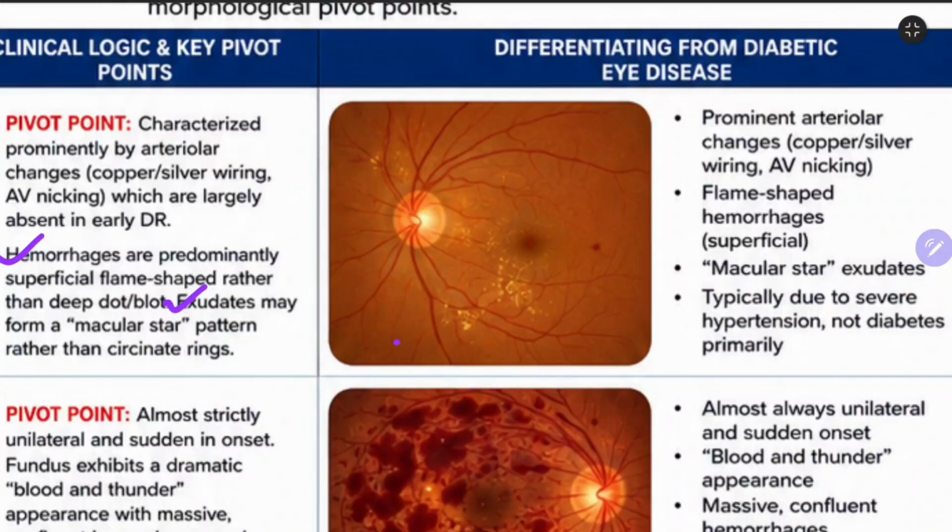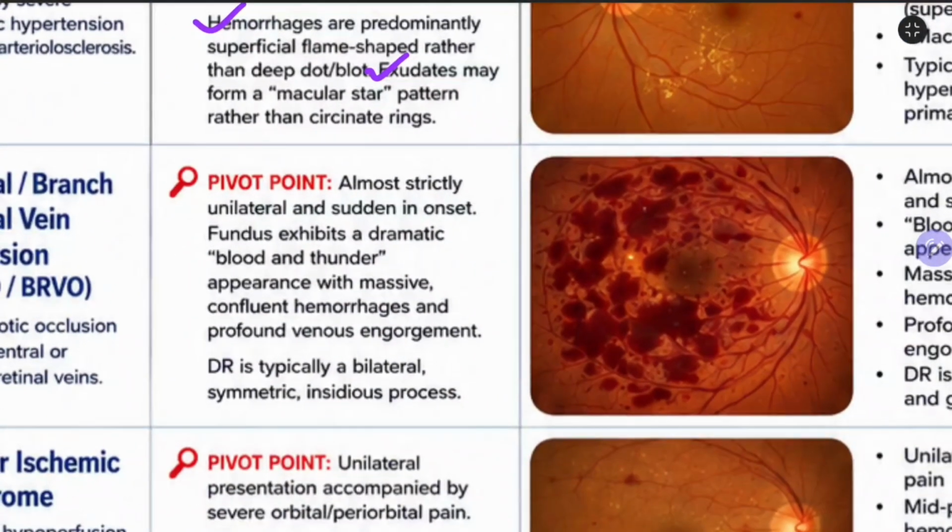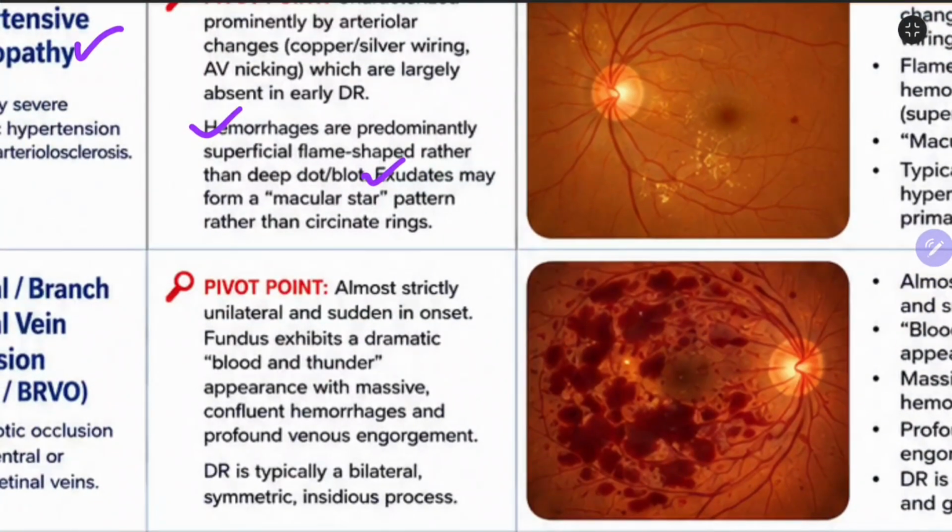If I show you AV nicking here, you can see AV nicking at this point. Here the vein is passing and the artery is nicking the vein. But if you want more detail, because this is an image, it is not very clear; you can just Google the images. That's the important differentiating point. The characteristics of hemorrhages are different, and the characteristics of exudates are different. They are more of a macular star. What is a macular star? They are around the macula; they are not circle-like, not circinate ring-like.